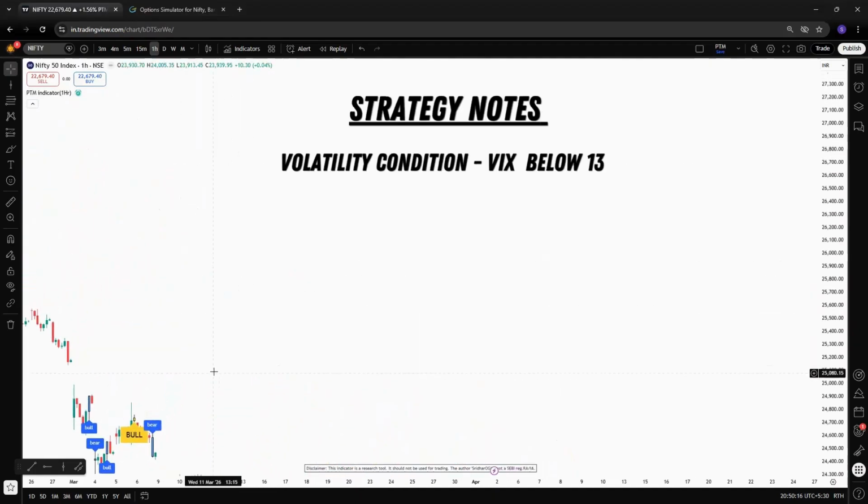Very simple. First thing is the volatility condition. When can I deploy this strategy? The simple answer is if the VIX is 13 and below. 13.1, I'm not interested. 13.2, I'm not interested. 13.5, I'm not interested. If the VIX is 13 and below, only then can I deploy this strategy.